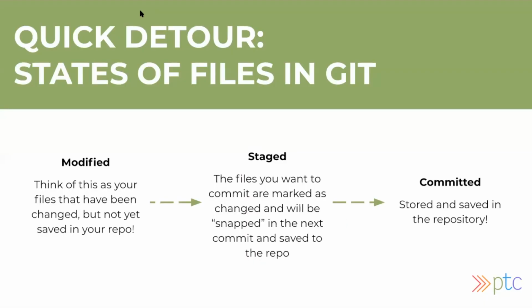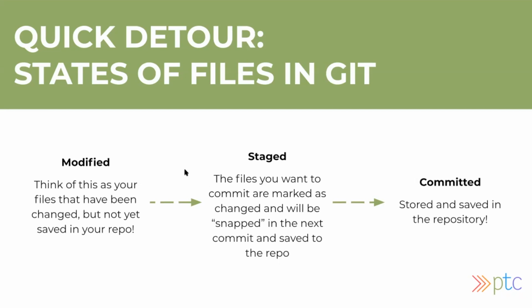Okay, let's move on. Files have different states in your repo: they can be modified, staged, or committed. With modified, when a file is modified, this means that your file has been changed but has not been saved in your repo. It is like if you have a document like a Google Doc, you have made changes but haven't saved it yet, and your changes cannot be seen by other people who are working on the same repo.